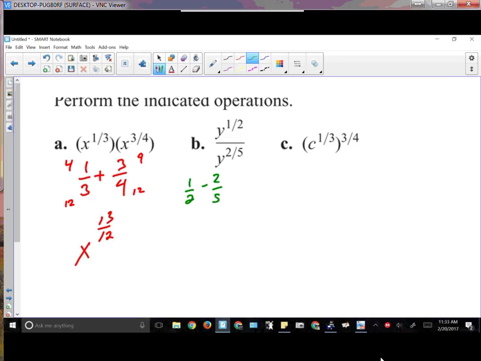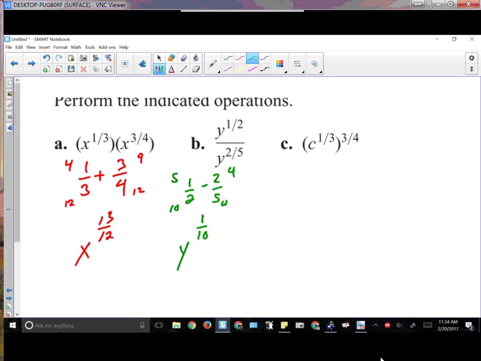What's the common denominator for this? 10. 2 times 5 is 10. 2 times 2 is 4. 5 times 2 is 10. 5 times 1 is 5. So 5 minus 4 is 1/10. So I've got y to the 1/10. Never realized fractions were that easy to add and subtract, did you?